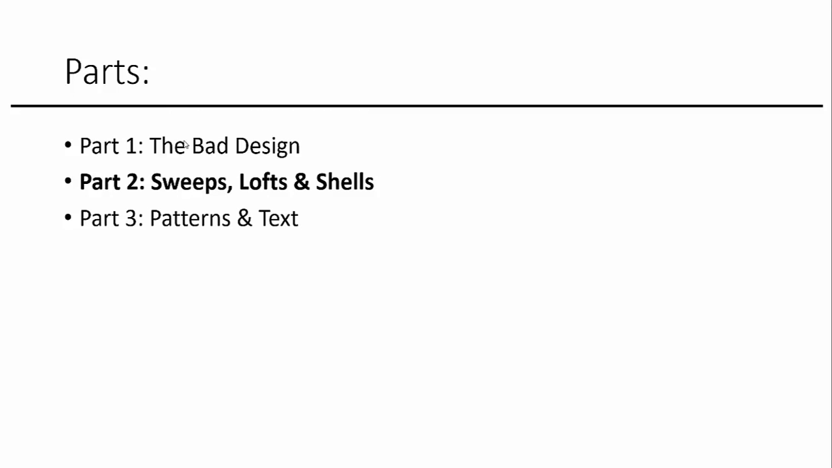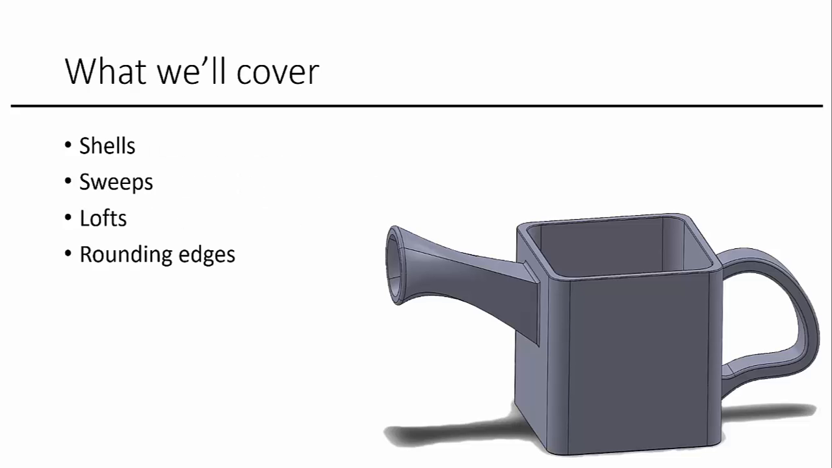So in the previous part we talked about a bad design of a watering can. And in this part we will talk about how to redesign that bad design with some more advanced techniques. Then in part 3 we're going to be looking at how to use patterns and text to make our design look a little bit more fancy, although these have more practical applications, of course, as well.